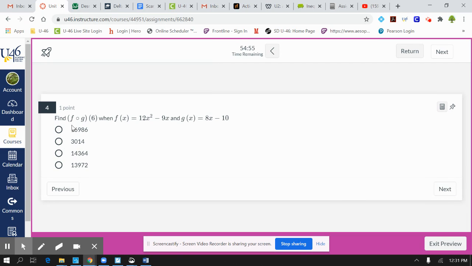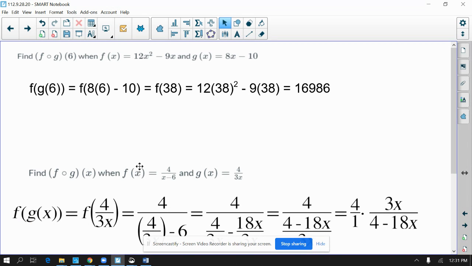Okay, and this is not f times g, this is f of g. So 6 is going into g, and then g will produce something, which in turn will go into f. Now this one I know I've got right here. So 6 goes into g. That means 8 times 6 minus 10. So that's 48 minus 10, which is 38.